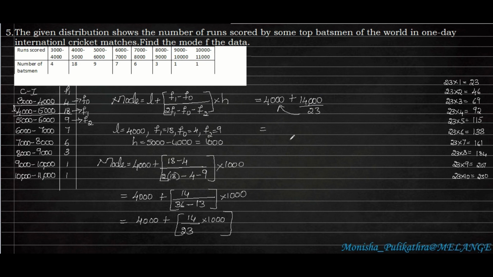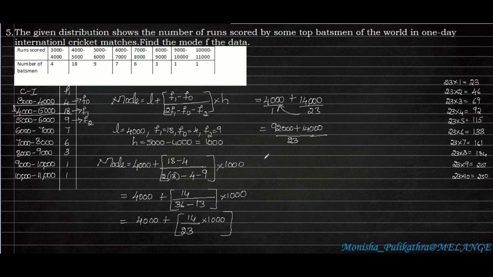So instead of dividing it, I am just taking the LCM here. The LCM is 23. Here it is 1, so 1 23s are 23, and 23 into 4 is 92. I have written the 23 tables here. So 23 into 4000 is 92,000. Since the denominator is the LCM, the numerator will remain as it is, that is 14,000.